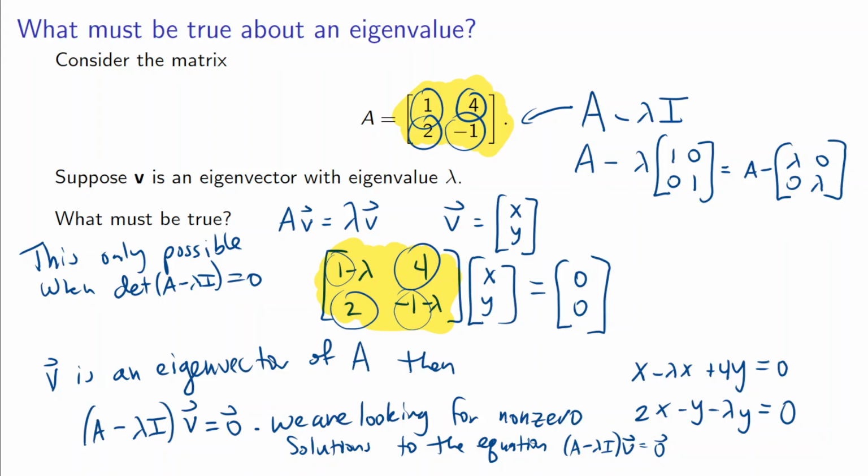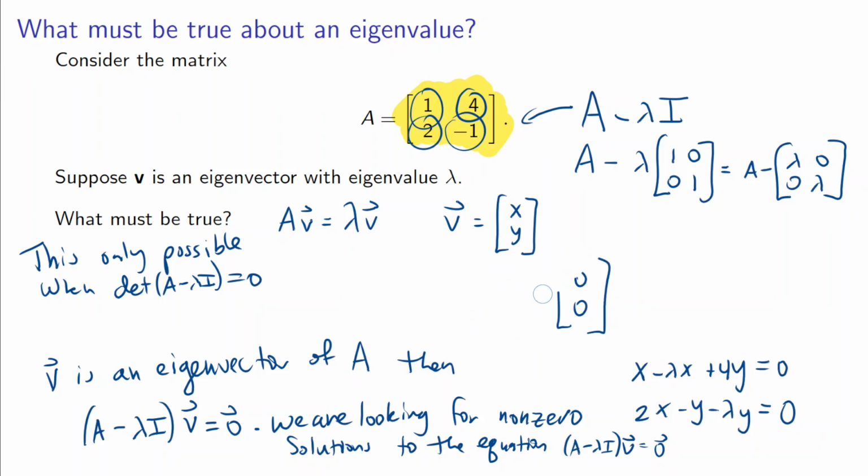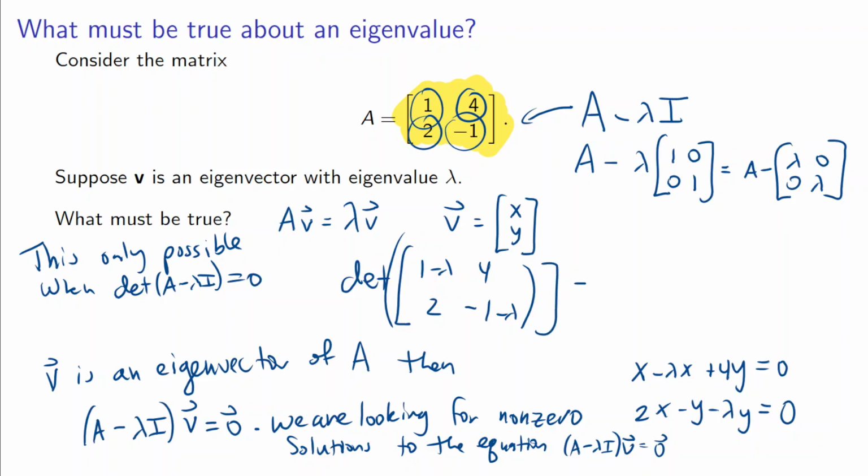So let's now apply that to this particular example. If we look at the determinant of A minus lambda I for this example and set it equal to 0, we're going to be looking at the determinant of the matrix [1 minus lambda, 4; 2, minus 1 minus lambda], which is going to be that ad minus bc.